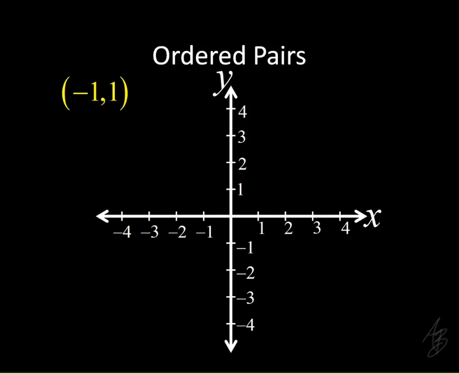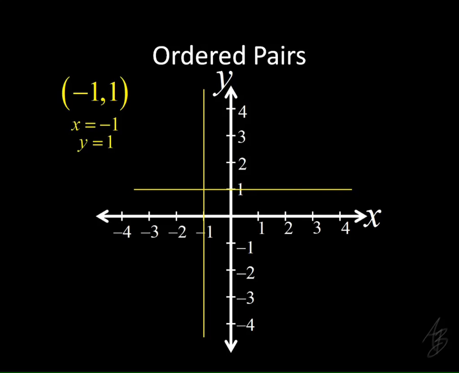In this next one here, -1, 1, remember that the first numbers are x and the second numbers are y. So since x equals -1, where's that line going to be? We start at the origin and go which way? Left. Left 1, because the x-axis is that horizontal one. So we're going to be over here. And when y equals 1, which way are we going to go? We're going to go up 1, so we're going to get that line there. And so the point -1, 1 is going to be where those two meet, right there.